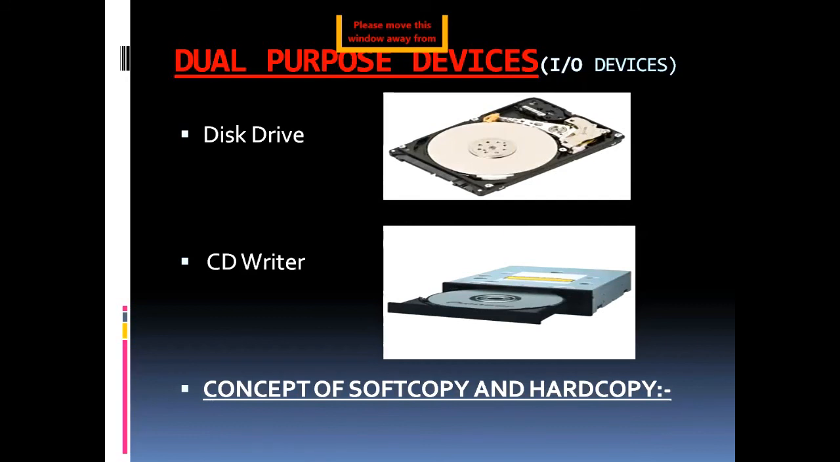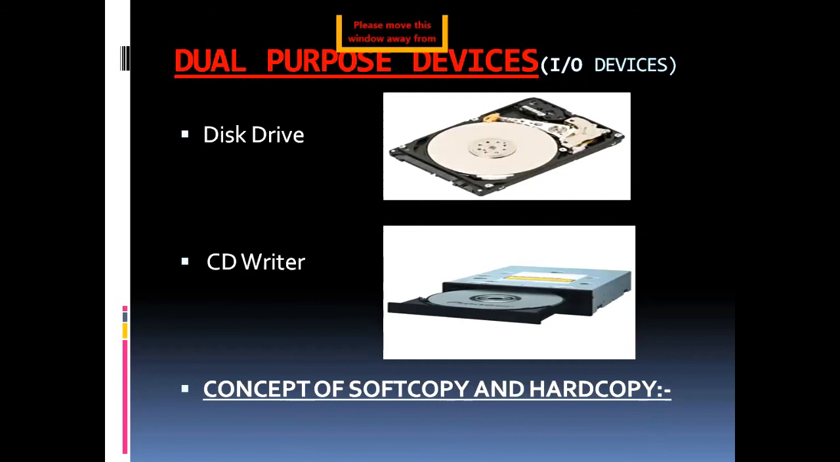Next heading is the concept of soft copy and hard copy. What is the difference between soft copy and hard copy? First one is soft copy. A computer output displayed on a monitor is called soft copy. Hard copy: a computer output taken on paper is called hard copy.